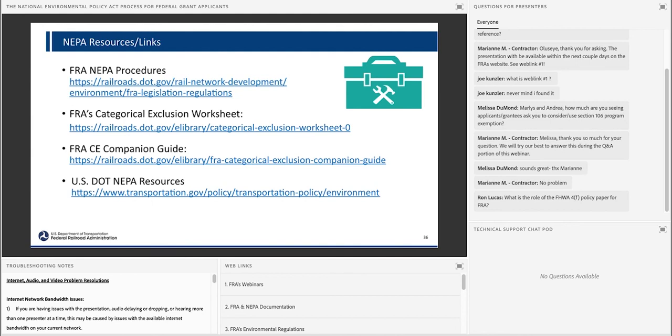So someone asked about mapping. We don't have a mapping preference, and you can use online maps, or a copy of a topo map with the outline of your project location. There are online mapping tools that can help identify your resources, and those links are in the categories in our companion guide. And then there's a list of NEPA resources at DOT.